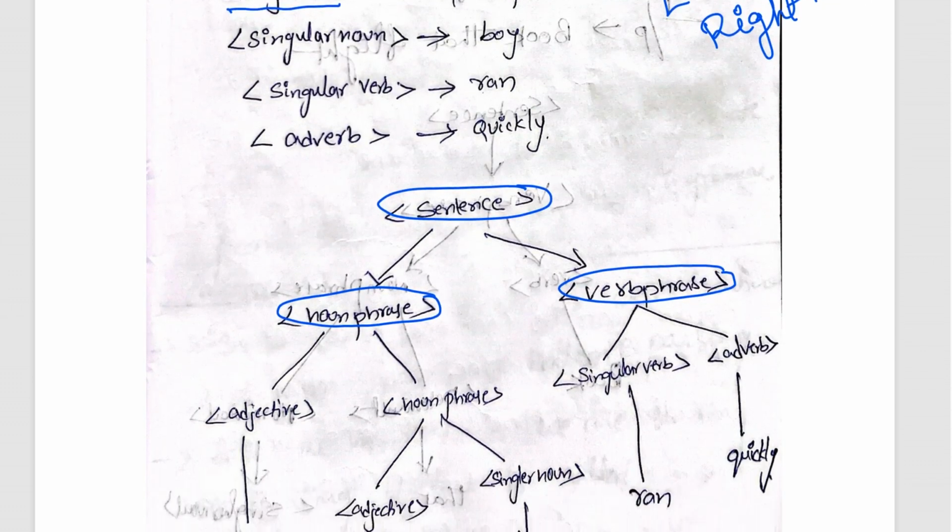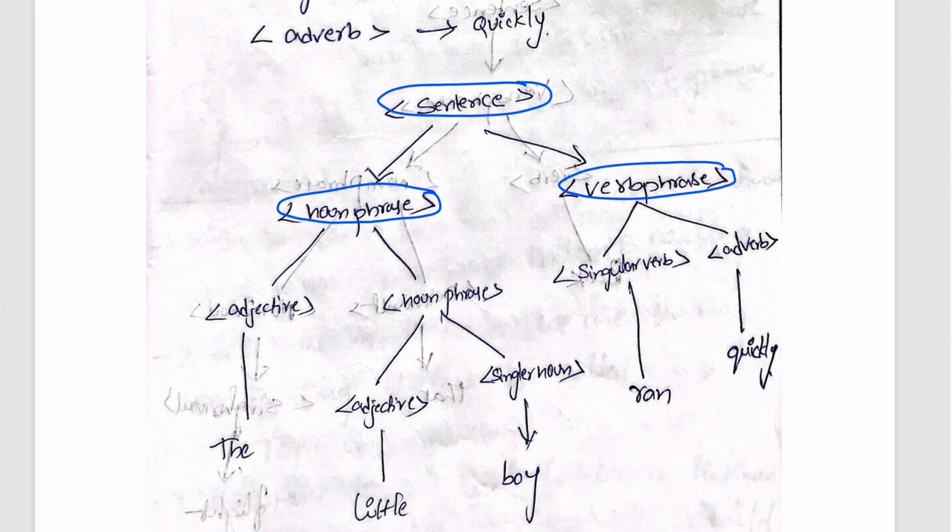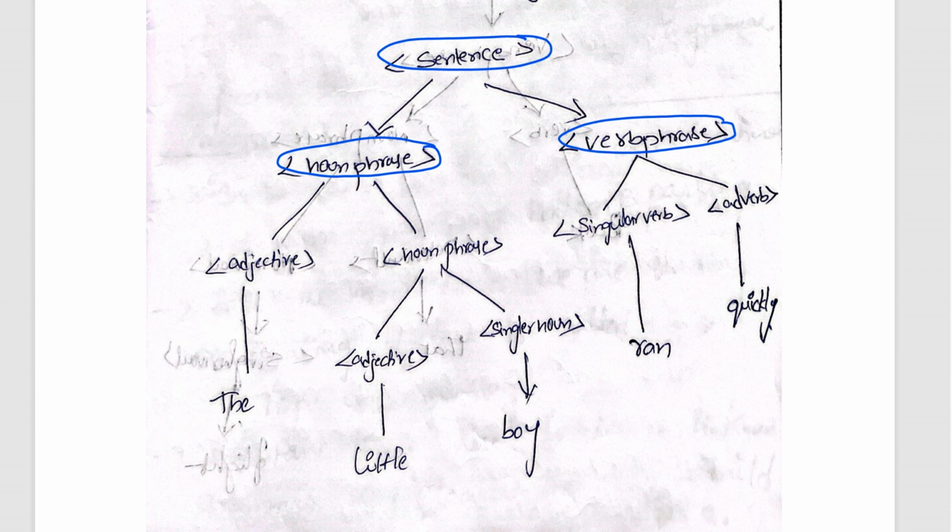See this one: the noun phrase is followed with the adjective and noun phrase. According to our input sentence, we need to take this adjective and noun phrase. Under the adjective, what tokens are available? The, little and a. In our input sentence, the and little are present. So the adjective here is the. And again the noun phrase is followed with the adjective and singular noun. One more adjective in our example is little. Then the singular noun is boy. Now the noun phrase part is completed.